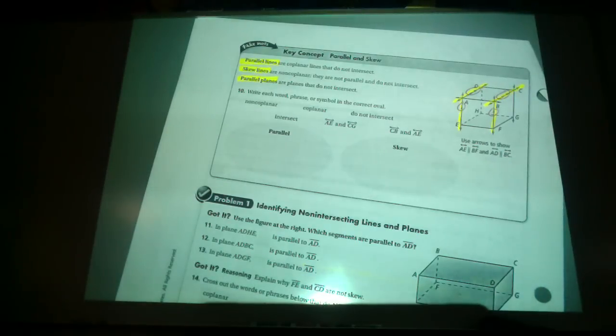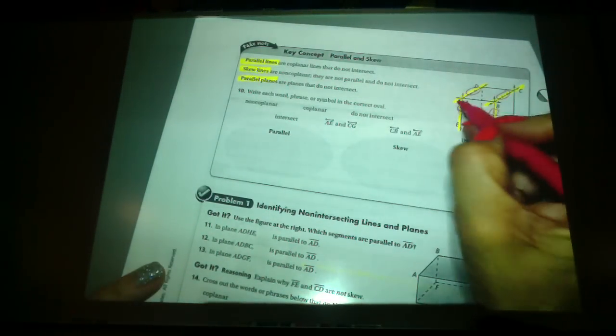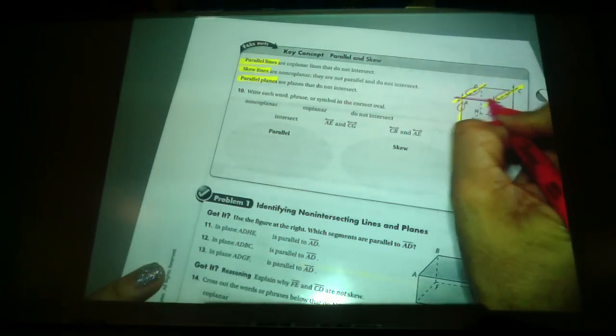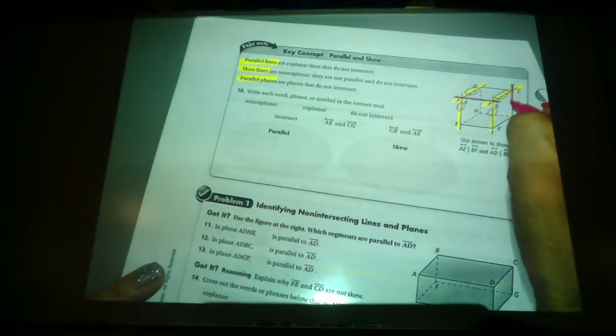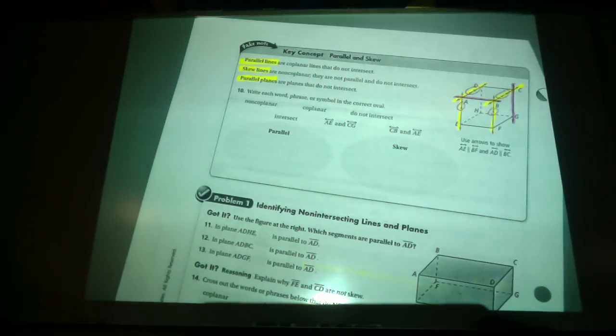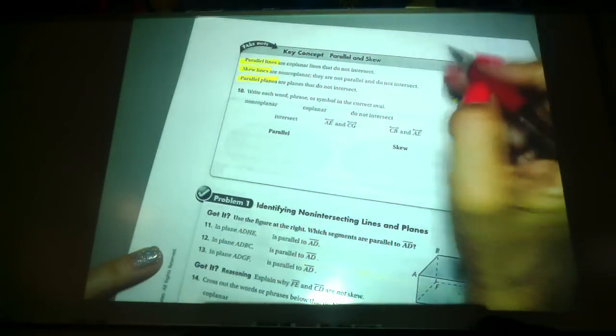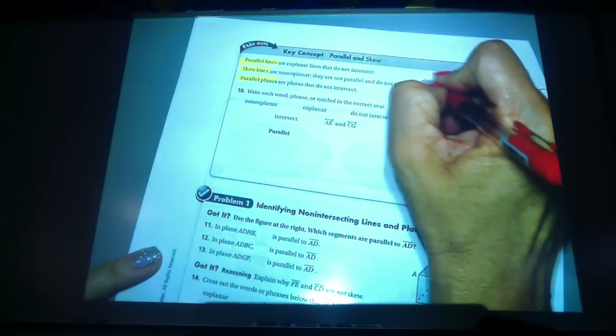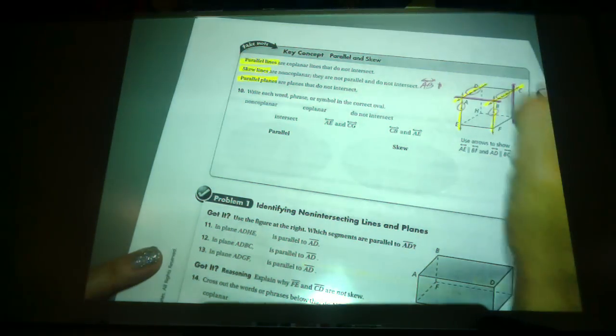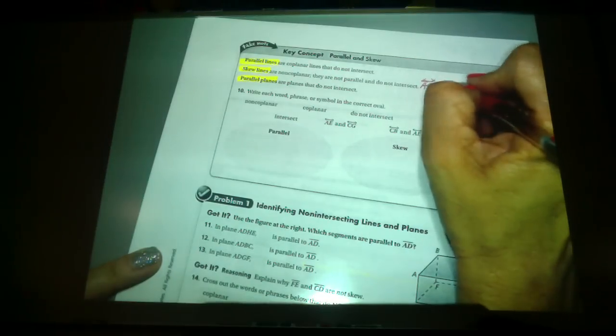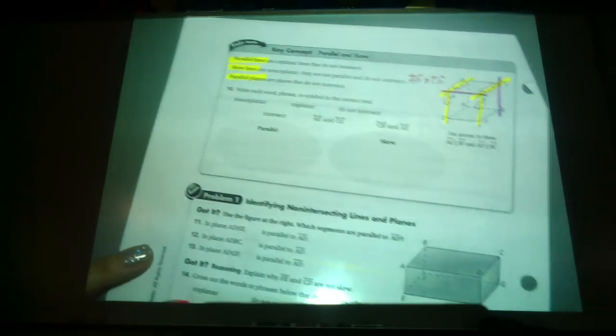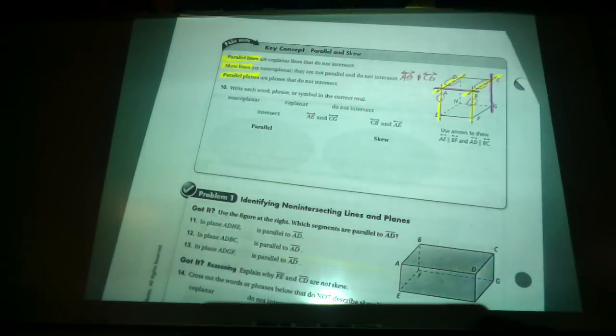But your skew lines in this one would look like AB and CG. So skew would be line AB and line CG. So they're not in the same plane. I can't create a plane that would go through them. So those are your skew.